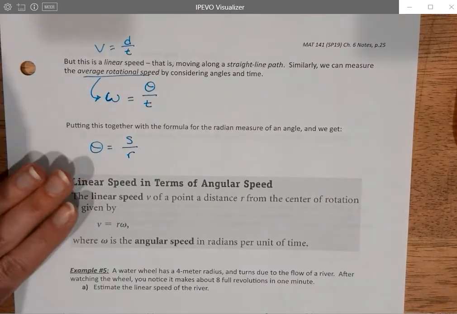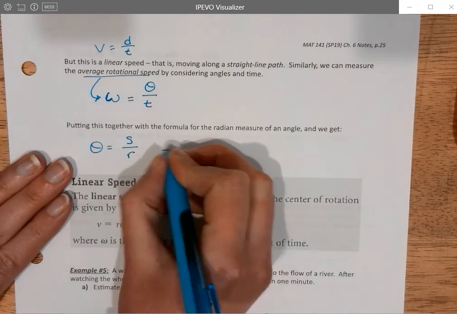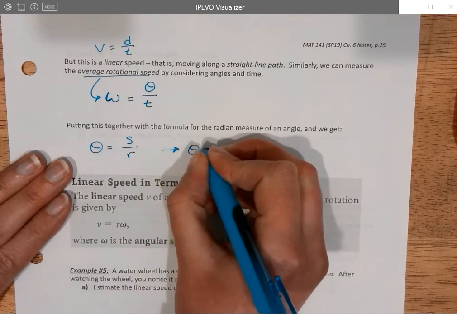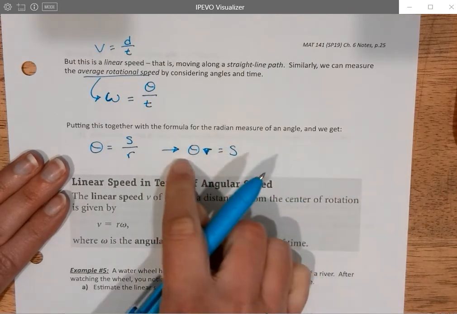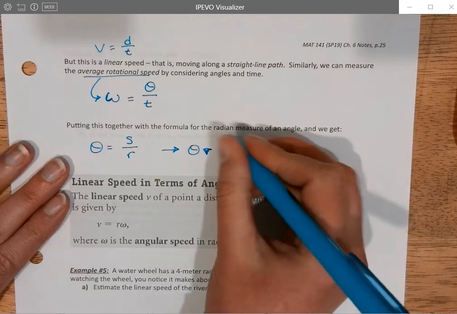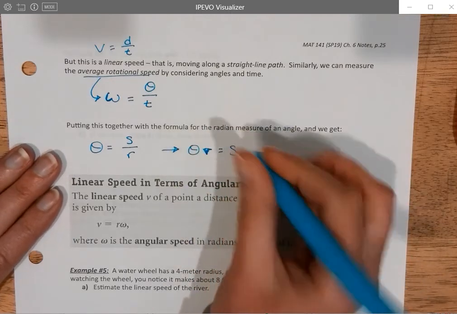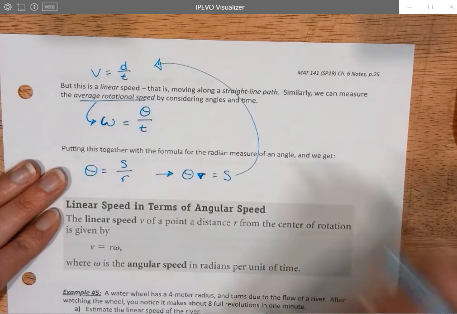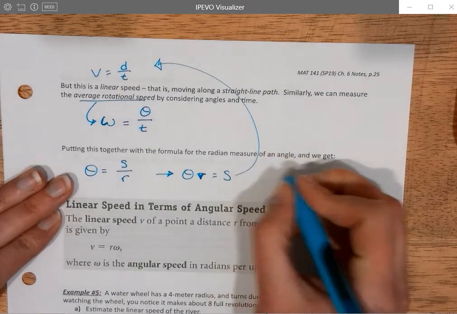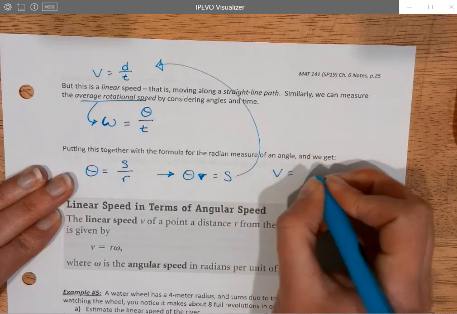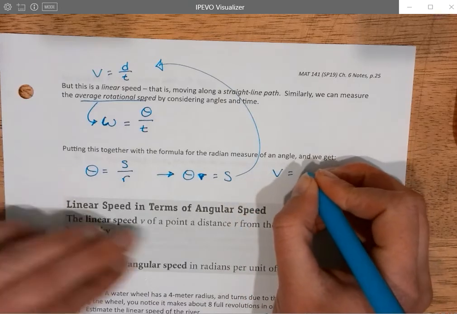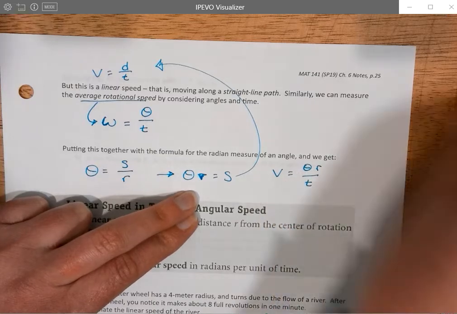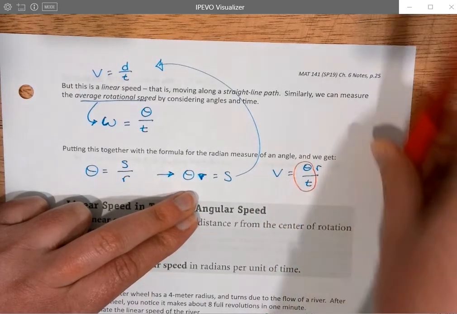If I rewrite this to solve for s, that would be theta times r equals s. Now, theta times r equals s is a distance. That's an arc length, the distance. So if I combine that with my traditional speed, that would give me v equals, instead of distance, since arc length is a distance, theta r divided by t. Now I have theta divided by t, and that is omega.